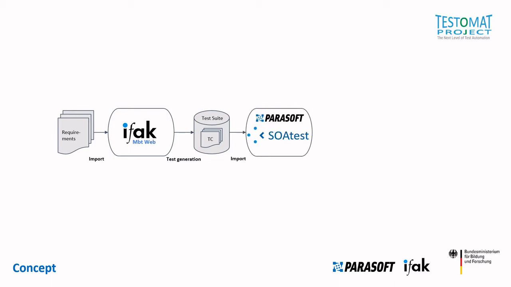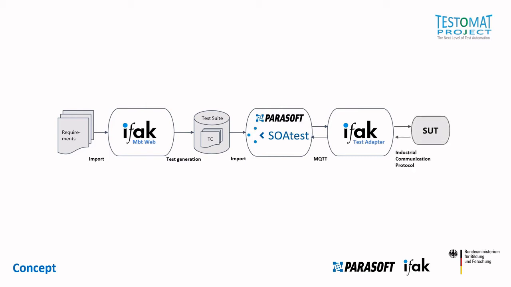To actually import these abstract test steps or test cases into SOA-Test, they first have to be converted into a format which can be understood by SOA-Test. In this case, we have written a program to convert them into a CSV file, which can then be imported by SOA-Test. To run the individual test cases, SOA-Test actually sends each individual test step to an IFAC test adapter. These test steps, which are still very generic, are then interpreted by the test adapter and turned into actual messages, commands, or the required communication form necessary for the target SUT.